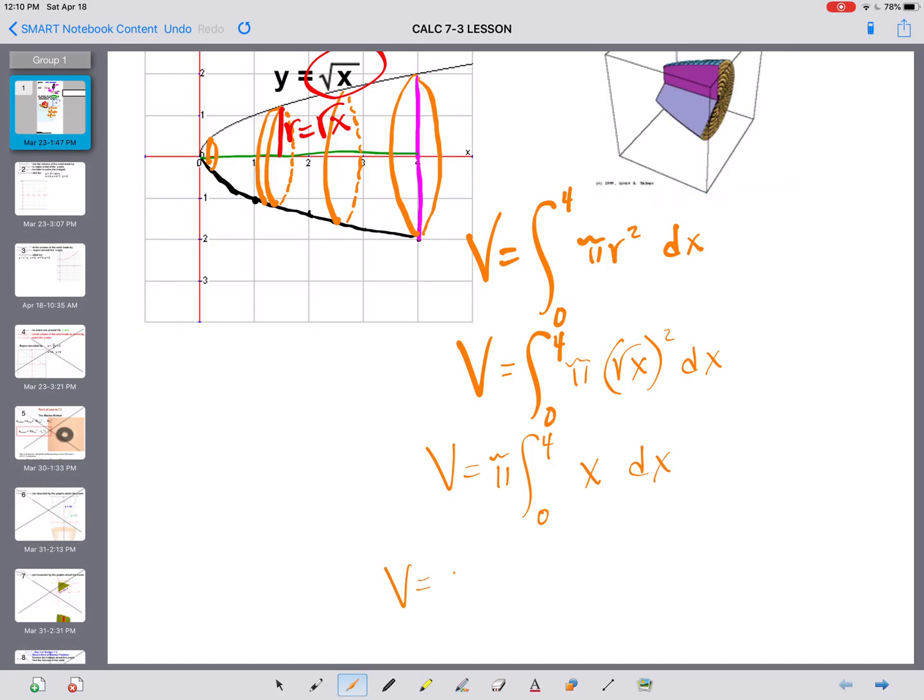Here we go. We've got pi. Tell me, what is the antiderivative of just x? What function, when you take its derivative, gives you just x? Yeah, it's going to be x squared, and I think we're going to have a 1/2 out front. There it is. That's the antiderivative. Straight evaluation bar 0 to 4. Okay, let's figure this out.